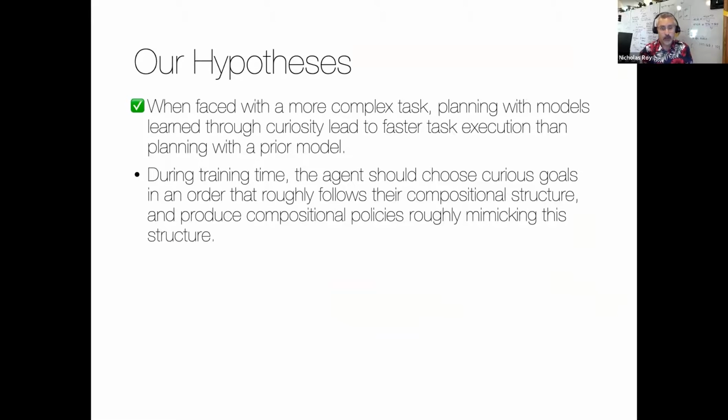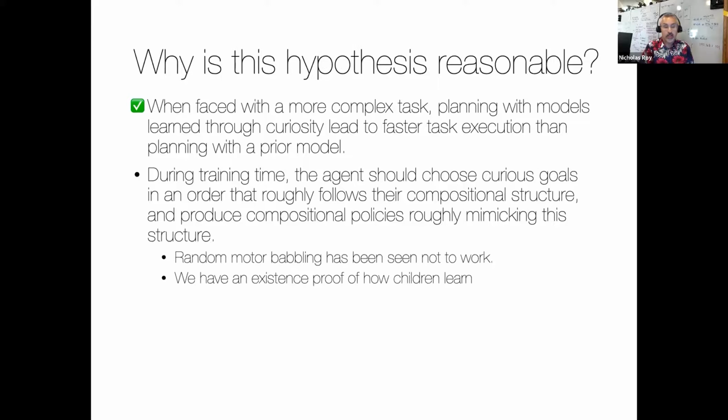So our first hypothesis seems to be validated here, which is that when faced with new tasks, planning with models that we've learned through curiosity earlier allows us to accomplish tasks faster than something else that you might do. So good. Now, the next hypothesis is, how should the agent choose the curious goal? Our first question was, why are we curious? And it's in order to do better on future tasks. Now the next question is, how should we be curious? How should we choose curious goals?